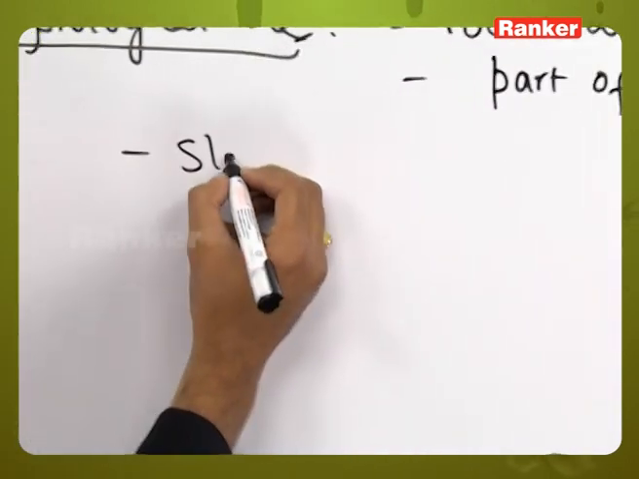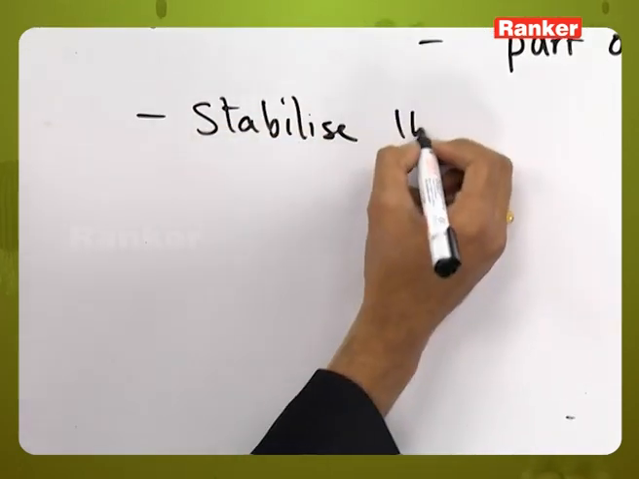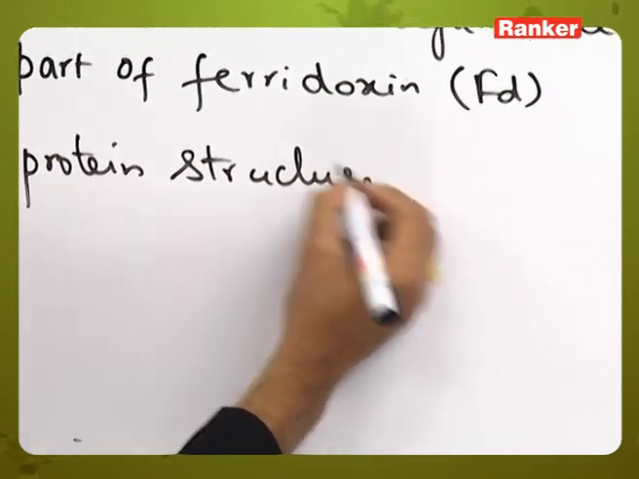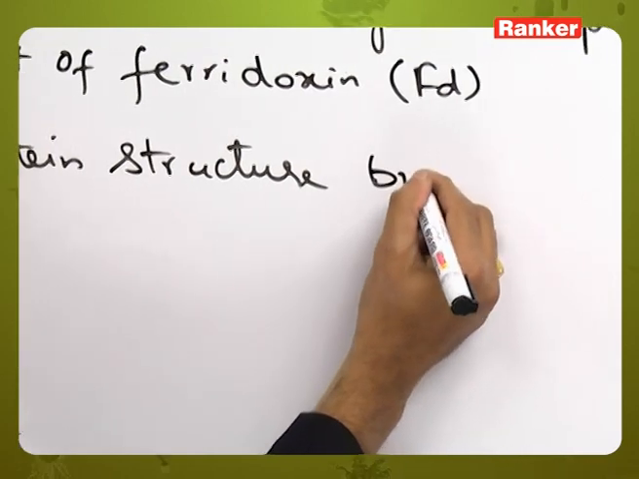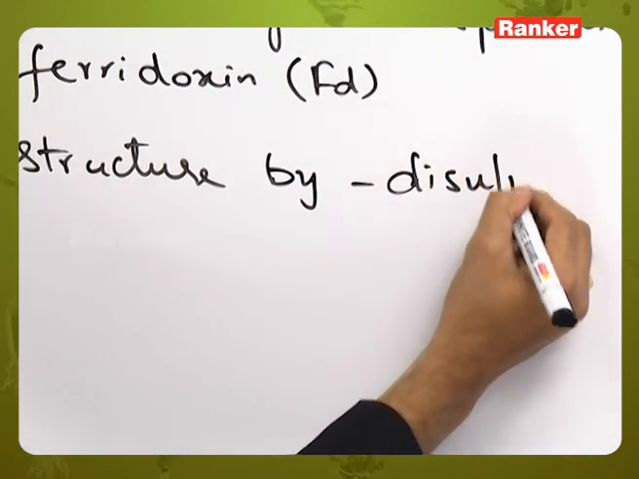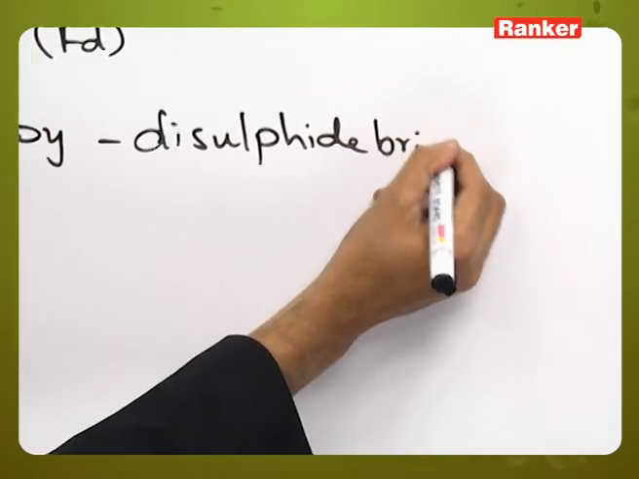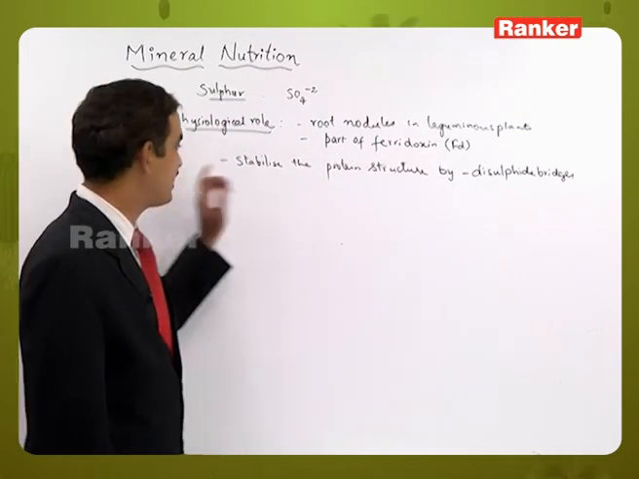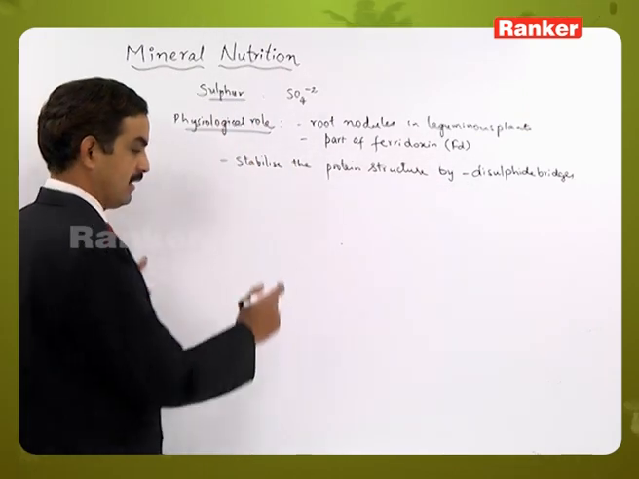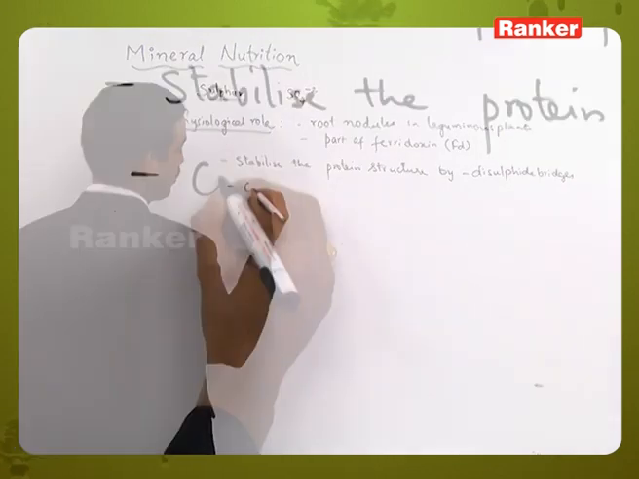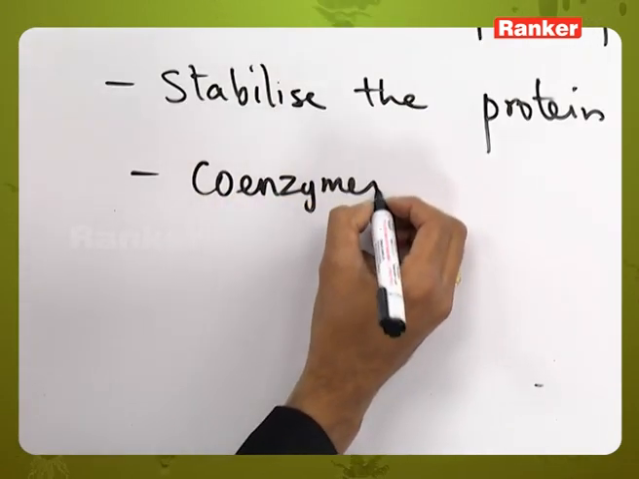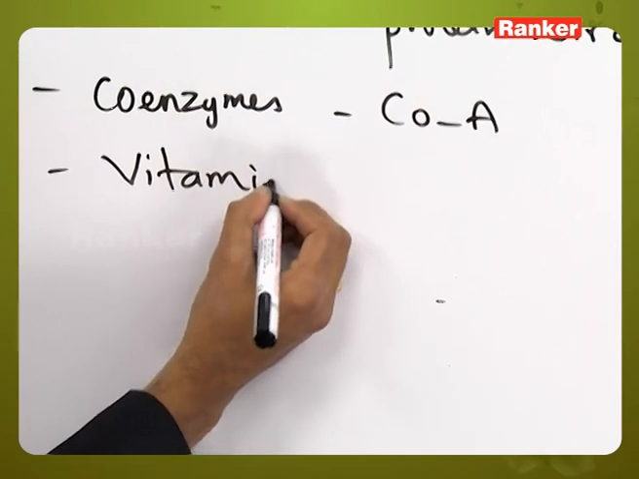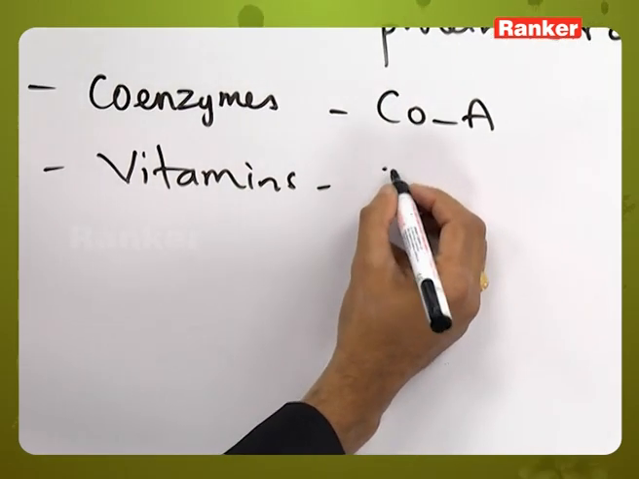Then it will stabilize the protein structure by disulfide bridges. So it is useful for formation of the disulfide bridges, where these disulfide bridges will stabilize the structure of the protein. Then it is a constituent part of many coenzymes like coenzyme A, and vitamins like biotin.